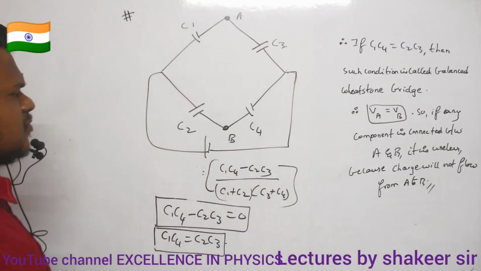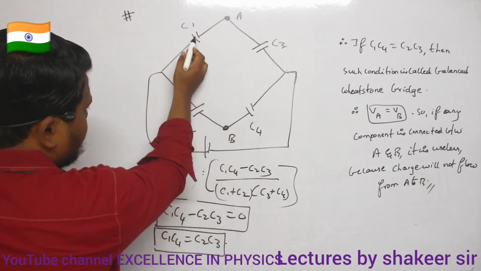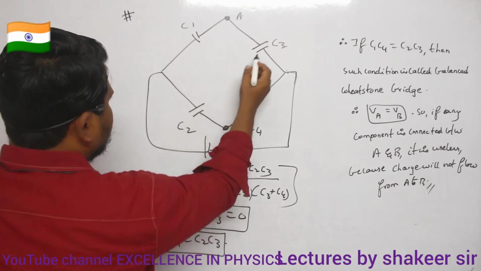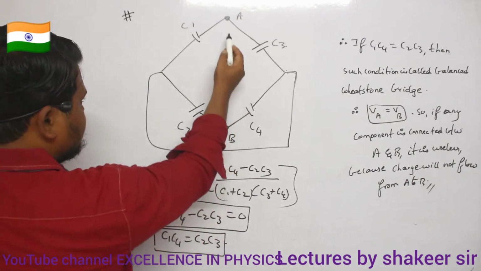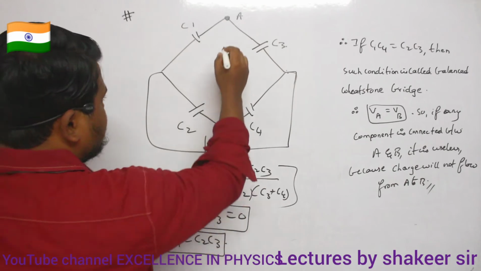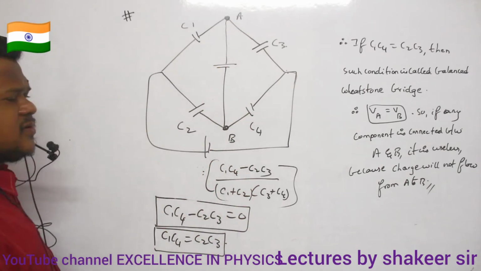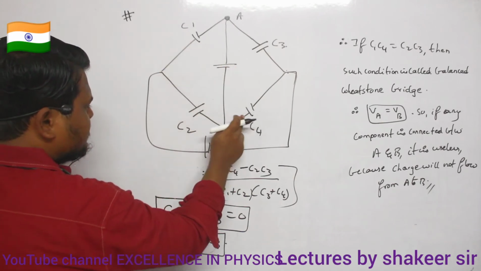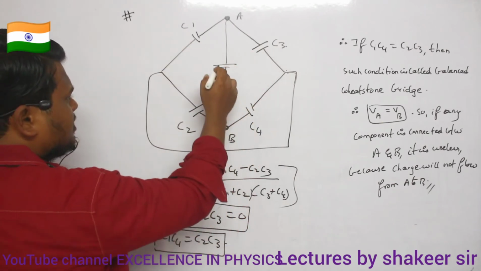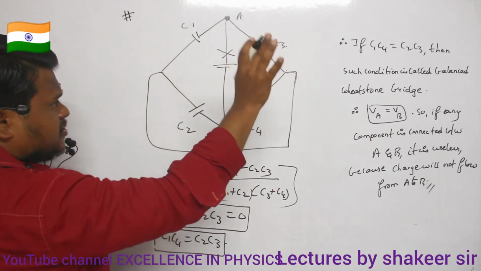Clear, ma? Then what is called a balanced Wheatstone bridge here? Balanced Wheatstone bridge means the product of C1, C4 should be equal to the product of C2 and C3. That is what I have written now. Now what are the 2 points A and B? This is point A and this is point B. So therefore, if I connect any capacitor like this, in problems this capacitor also will be given. Clear, ma? So if this capacitor is given and the product of C1, C4 and C2, C3 are equal, then there is no use of this capacitor. We can remove this capacitor and you can do the problem.